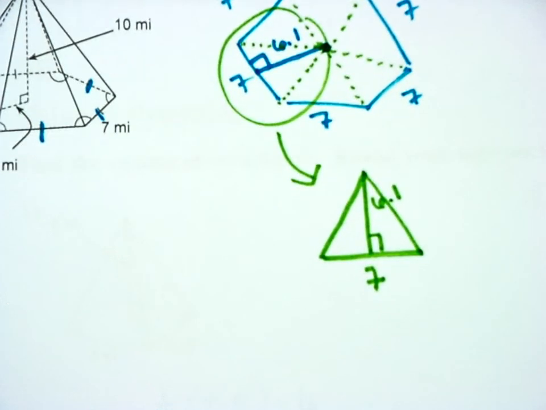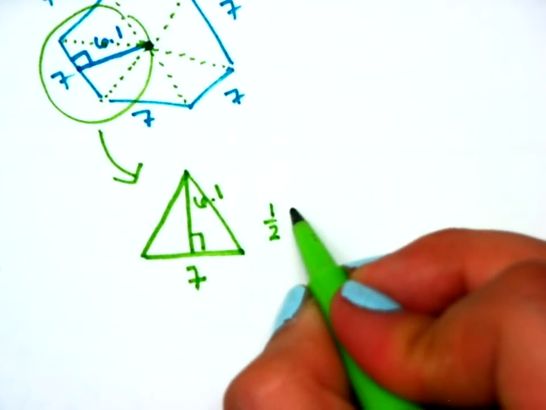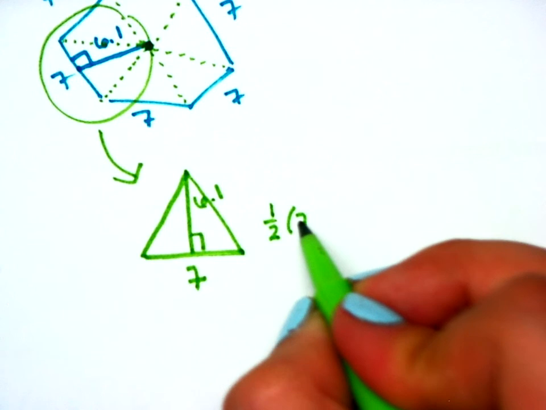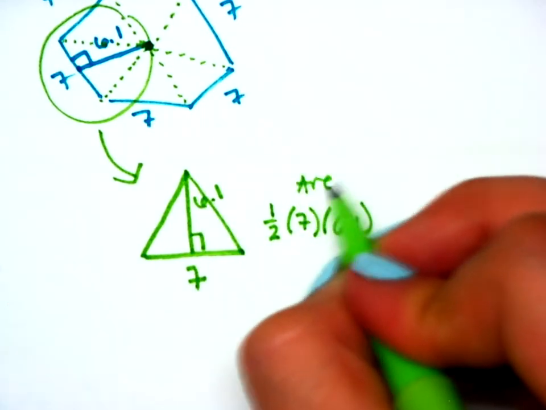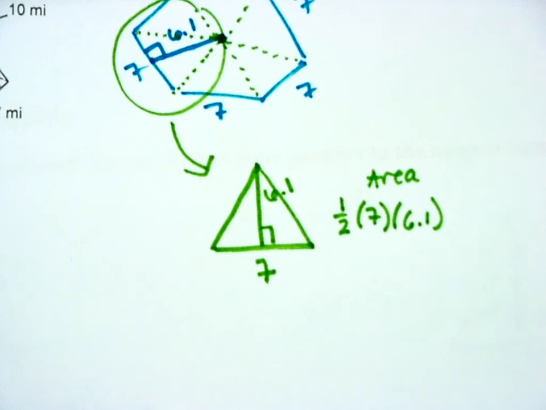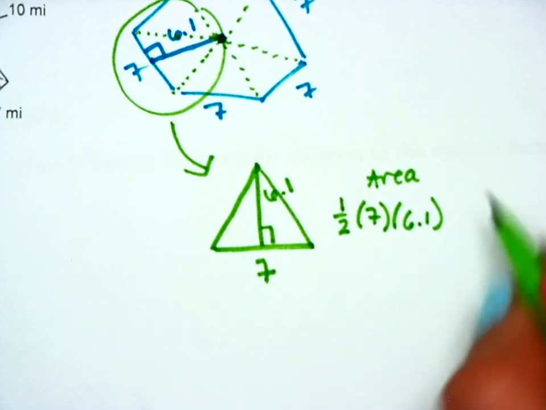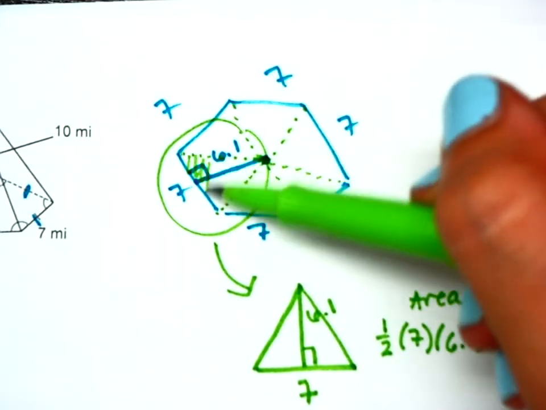Okay, so let's find the area. We know how to find the area of a triangle. It's 1/2 base, that's 7, times height, 6.1. So this is the area. Okay, so if I multiply these numbers right here, 1/2 times 7 times 6.1, I get 21.35. That's the area of this one triangle right here.